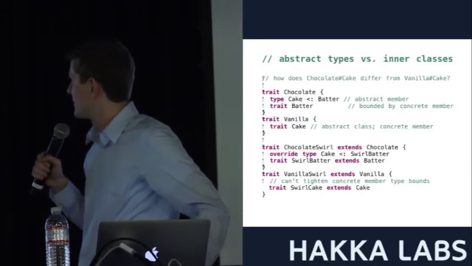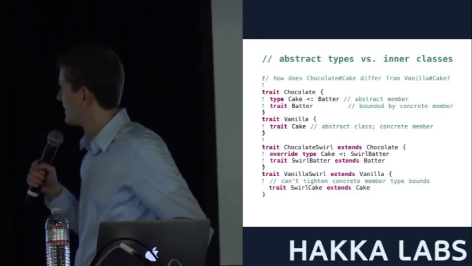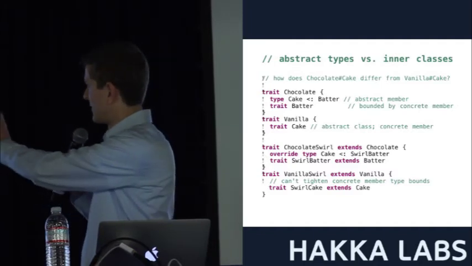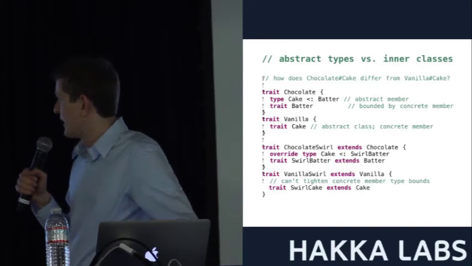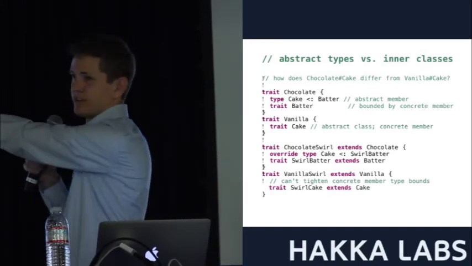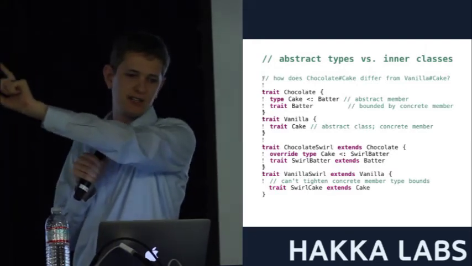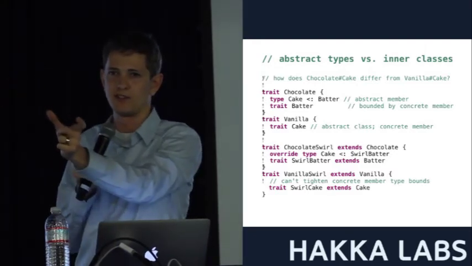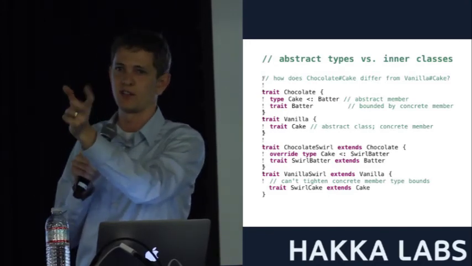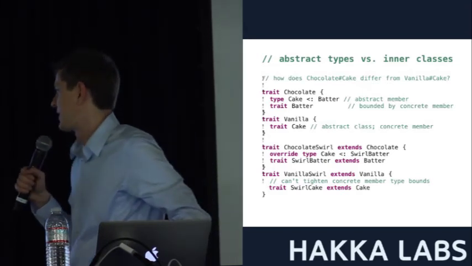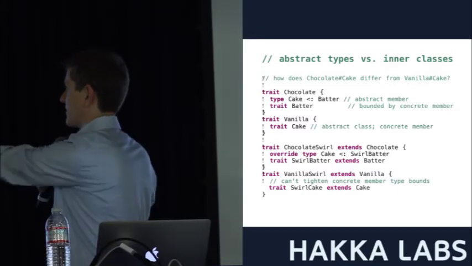So I want to quickly contrast abstract types, or abstract type members rather, with inner classes, because it is a little weird how you need these two declarations. Scala doesn't have virtual classes, which would be the analog of virtual methods, where if you want to override a method, you don't have to do anything special, right? You just declare it as non-final.